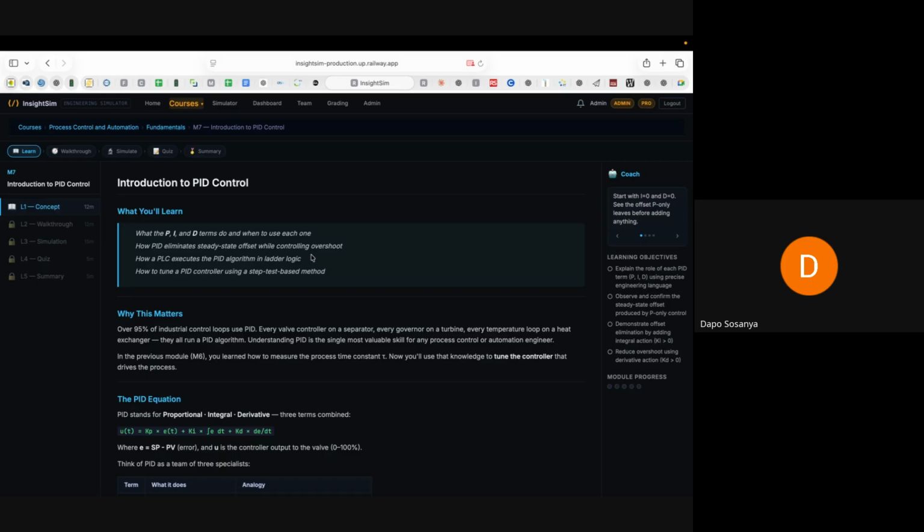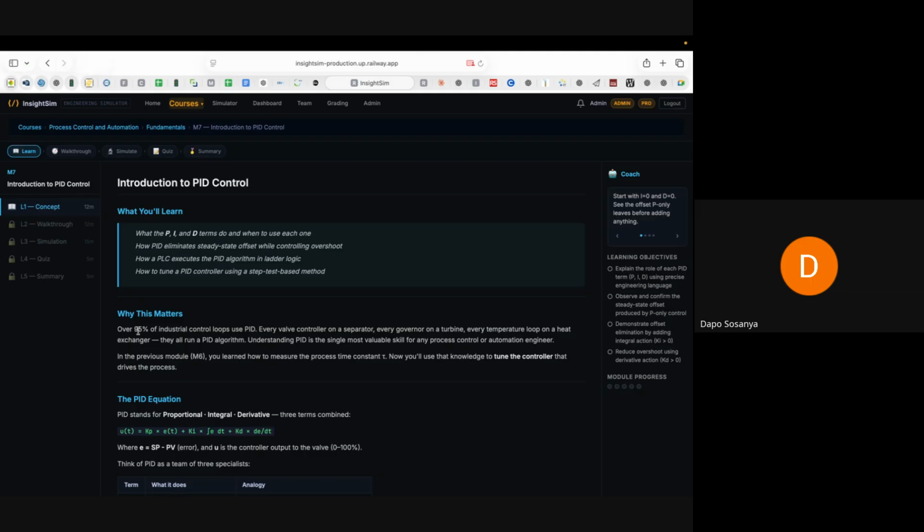Of course, there are different types. There are different methods of tuning a controller. And this is one, which is quite efficient. There's the Ziegler-Nichols method. There's the trial and error method, and there are different methods like that.